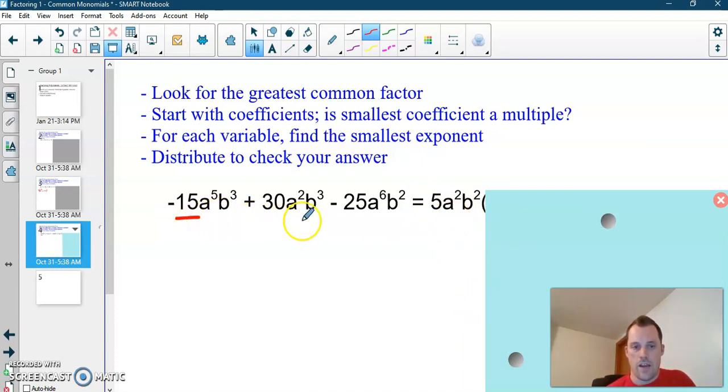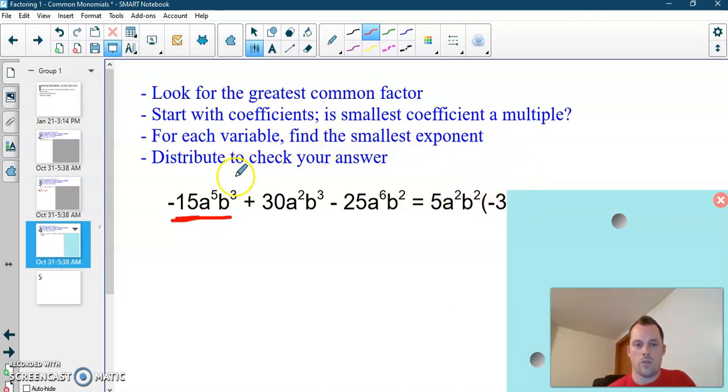And now we can just divide each of these terms by 5a squared b squared. Again, you can kind of take each term and divide. I like to think about, if I were distributing, what would I multiply this by to get this term? Well, I know 5 times negative 3 is negative 15. So we're going to have that negative 3 there.